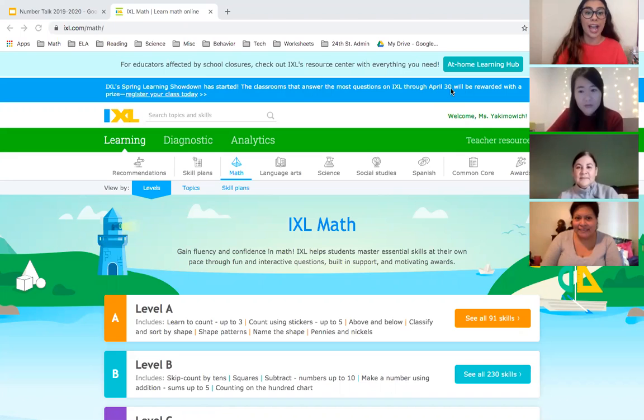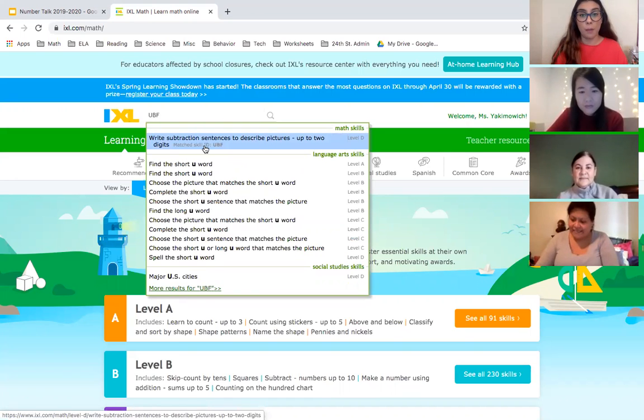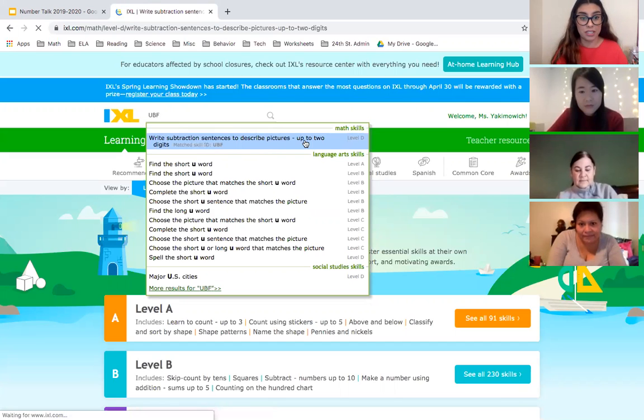So when you are on IXL on your iPad or on your computer, you have to find the search bar, which has a little magnifying glass, and then you type in capital letters UBF. And it should be the first option that comes up. It's write subtraction sentences to describe pictures. And we're doing 2 digits because that's our standard, and that's what we're making sure that we're practicing, using 2-digit numbers to subtract. So that's the one I'm going to choose today.